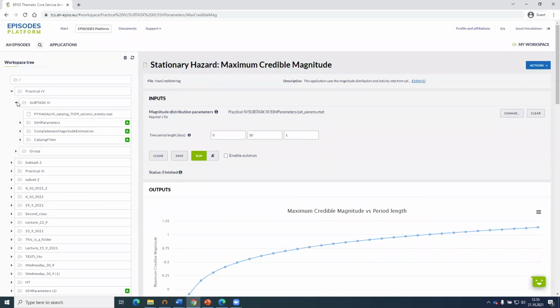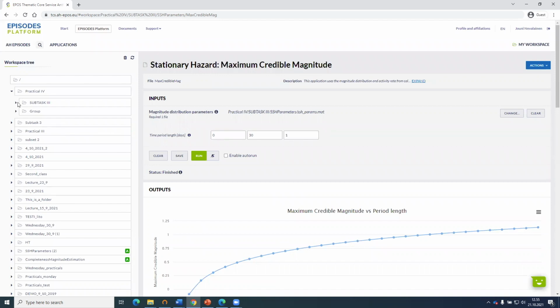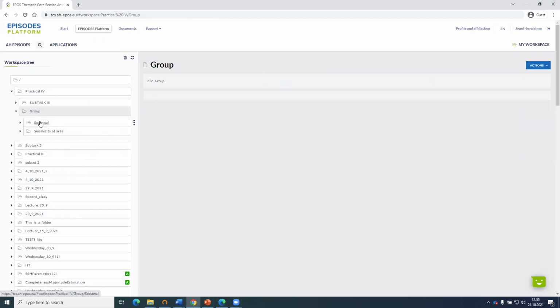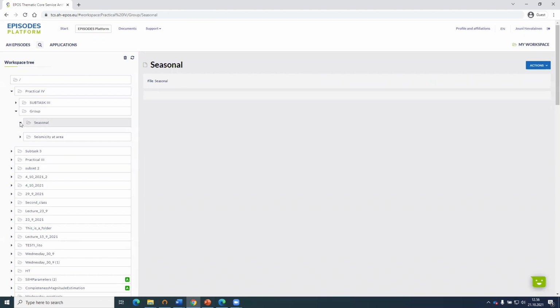Okay, so that was more or less subtask 3. And let's go into another part of the group analysis. Last time there was one group analysis that I wanted to show you, but we ran out of time. So it is this seasonal variation in the seismicity. And for this, we are using a certain episode.